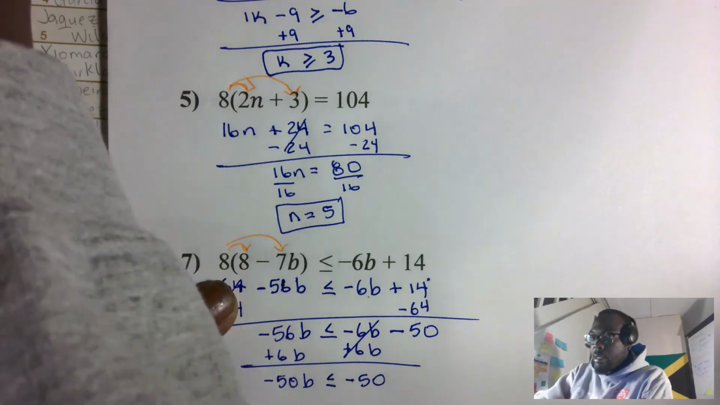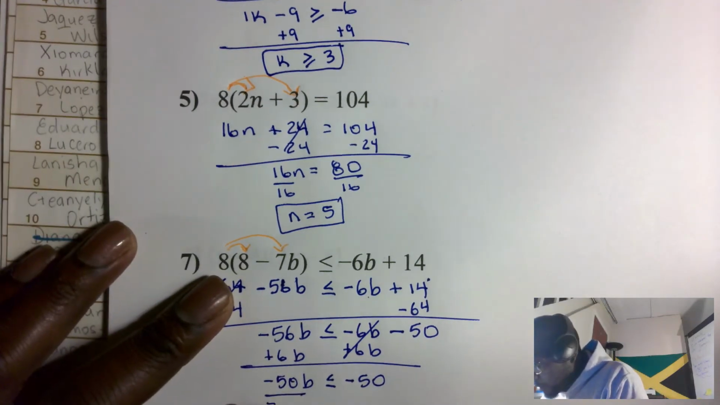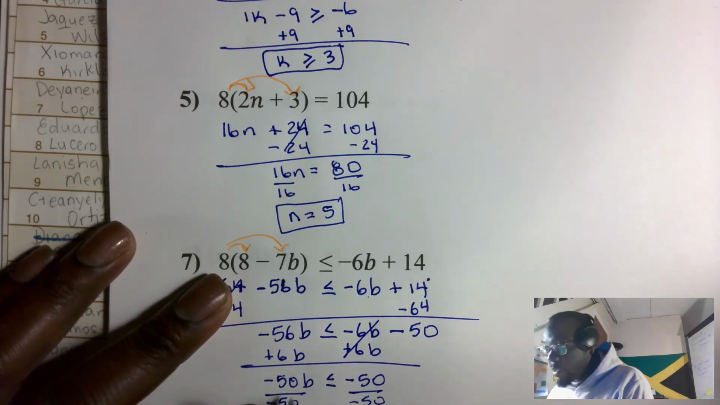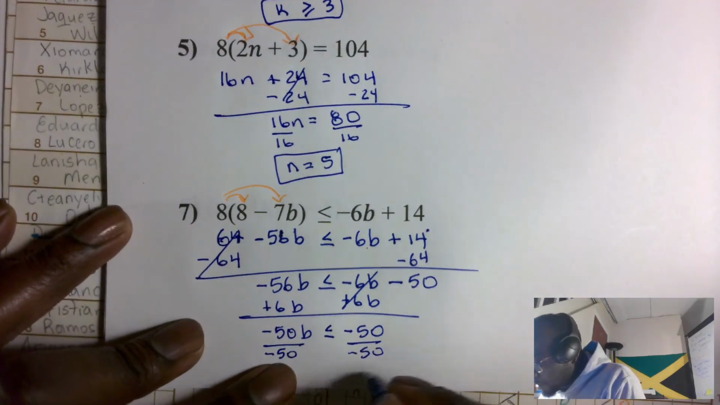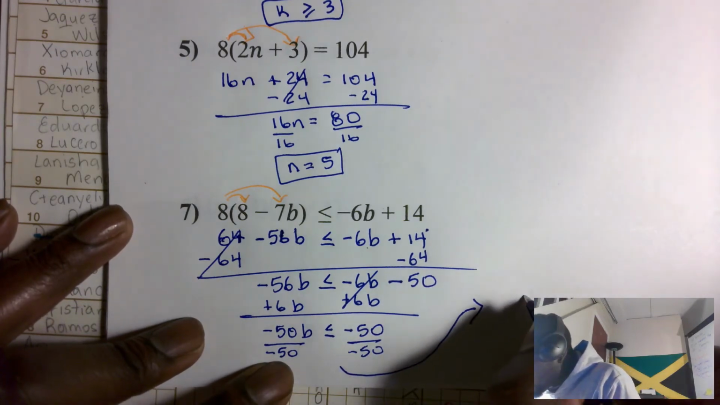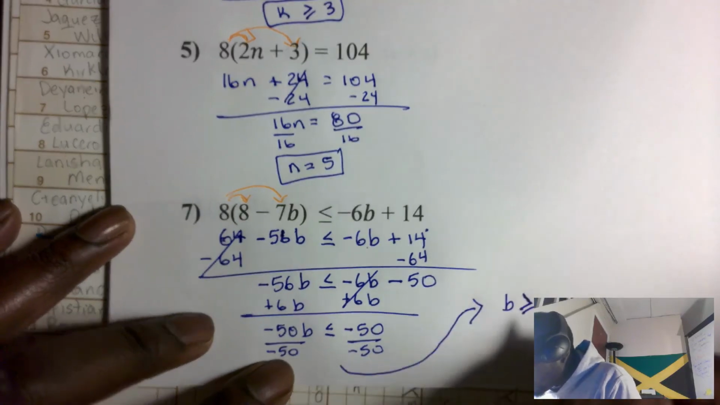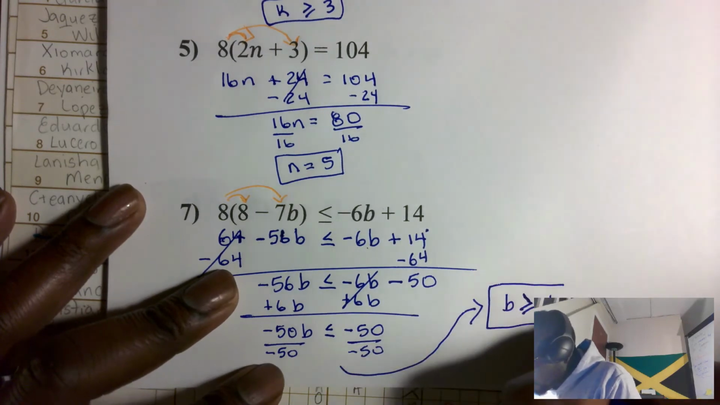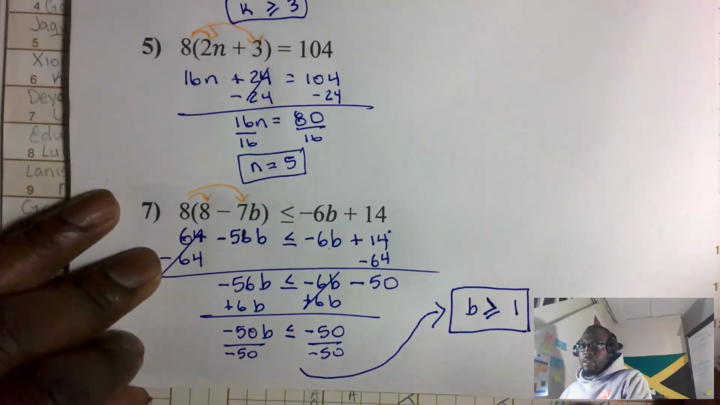But again, I need to get b by itself. So what am I going to do? Divide by negative 50. Again, this is key right here, because whenever you divide by a negative, your sign flips. So my sign goes from less than or equal to, to greater than or equal to. So it's b is greater than or equal to 1. All right, so that's my answer for that part of the problem right there.